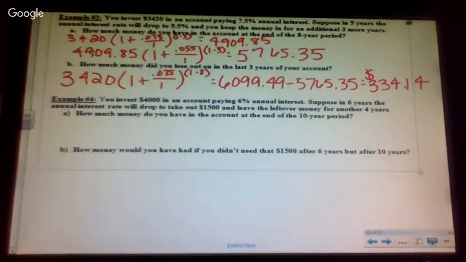Okay, you invest $4,000 in an account paying 6% annual interest. Suppose in 6 years, the annual interest rate will drop, you take out $1,500 and leave the leftover money for another 4 years. How much money do you have in the account at the end of a 10-year period? Okay, so 4,000 times 1 plus 0.06 divided by 1 raised to the 1 times 6.